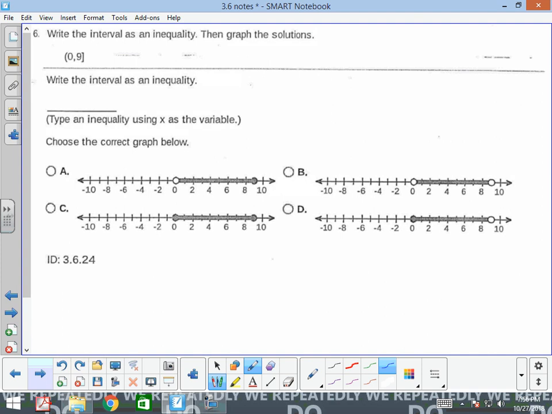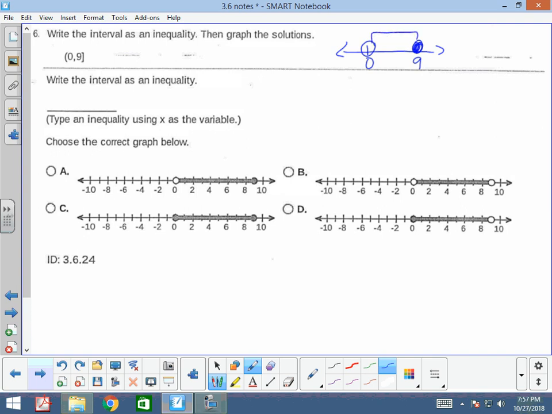All right, number 6. We're going to write the interval as an inequality, so we're going to go backwards here. Notice it says that 0 is on the left and 9 is on the right. So 0, because it has a parentheses, is circled, not filled in. 9, because it has a bracket, is filled in. Since it's 0 to 9, that means it's everything between 0 and 9. That's what that interval notation means.